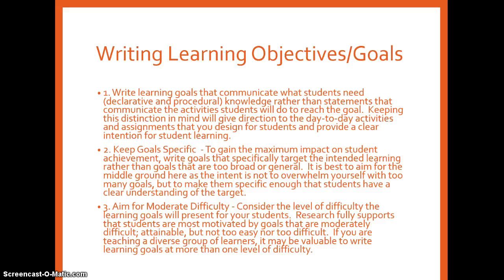You want to keep the goal specific. You don't want it to be too broad or general, so that students aren't clear. It needs to be specific and to aim those goals around learning so that students have a clear understanding of the target. And the third one is to aim for moderate difficulty. You want to consider the level of difficulty for each learning goal when you are establishing these objectives.